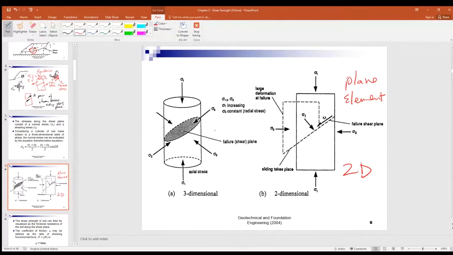X, Y, and here you have Z, right? So you have the three-dimensional element here. In other words, in reality, anything below the ground level, every element should be a three-dimensional element. Of course, the mathematical equation is much more complex than the two dimension.